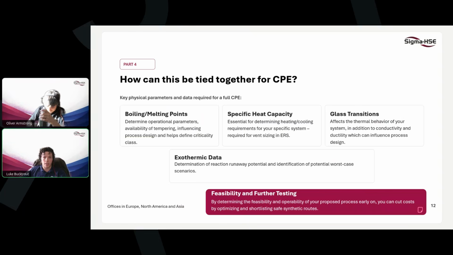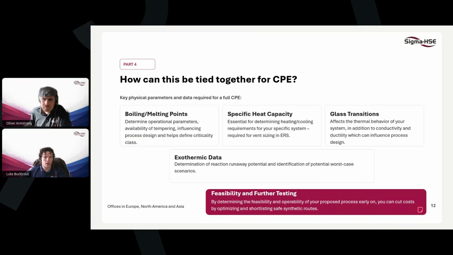So in this slide, we can see how each testable parameter directly applies to process design. Starting off again with the boiling and melting points, which we just covered, these can help directly determine the temperature limits of your process. Moving further down the line, it also provides essential data that helps define the criticality class of your reaction and whether tempering of your system is available as a potential safety measure to mitigate any thermal runaway.